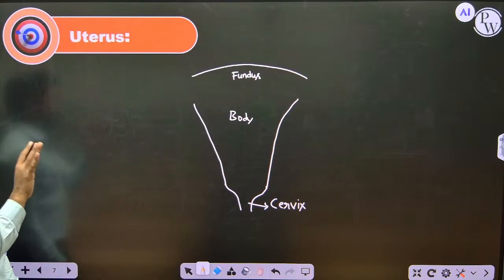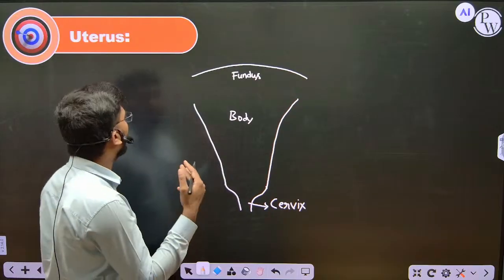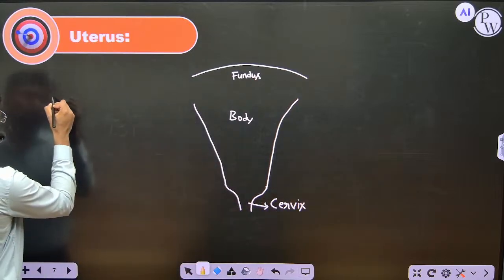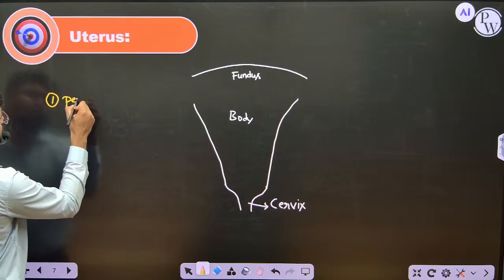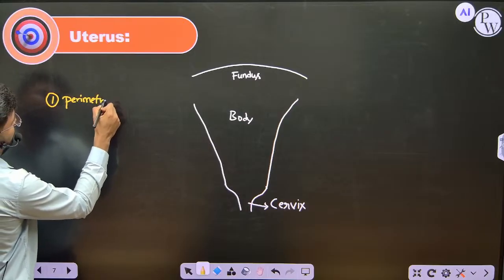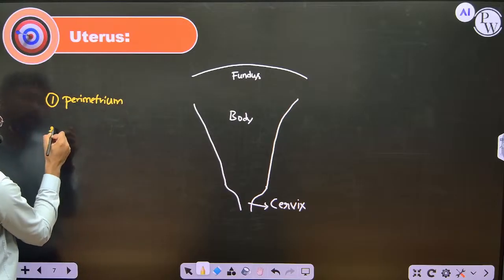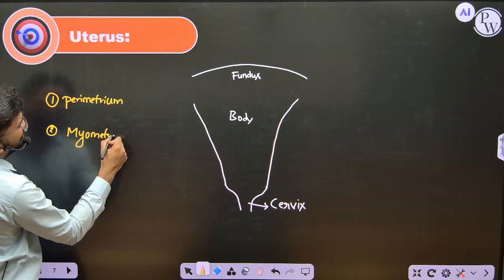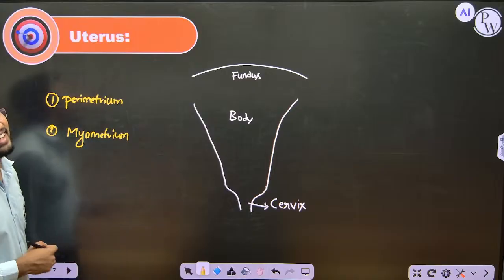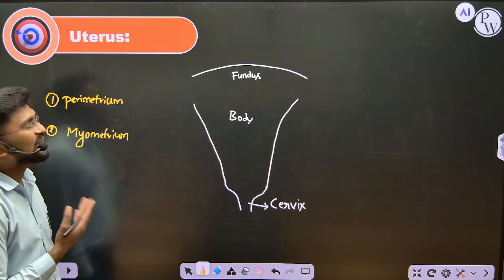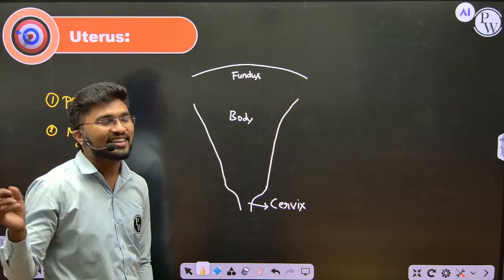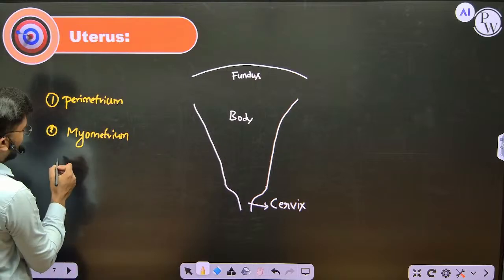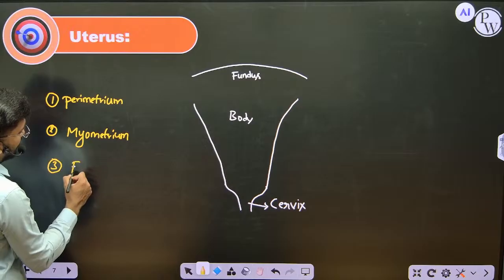This uterus has three layers. What are the three layers? Let me write here. The outer layer is called perimetrium. The second layer is called myometrium. Most students when studying this will relate it with pericardium, myocardium, endocardium. The word cardium is used for the heart, and the word metrium is used here in the case of the uterus. So perimetrium, myometrium, and the third one, the inner layer, is endometrium.